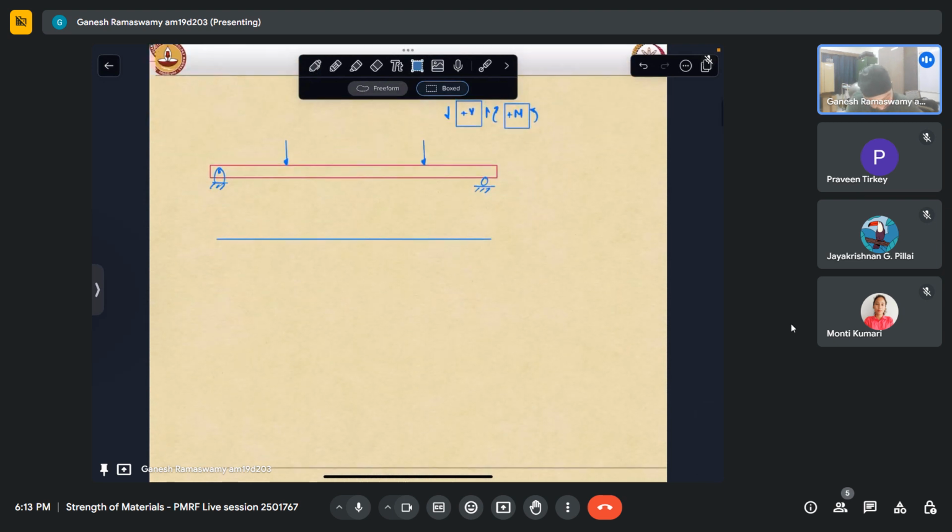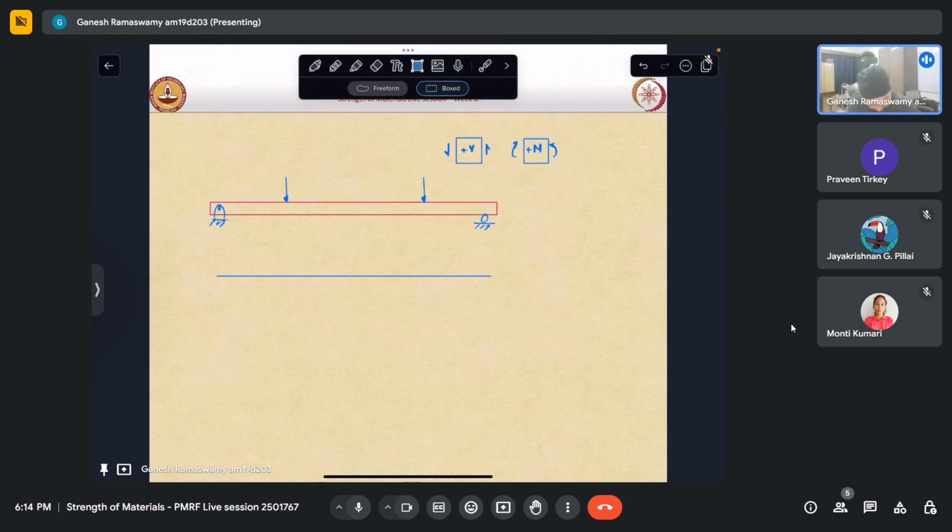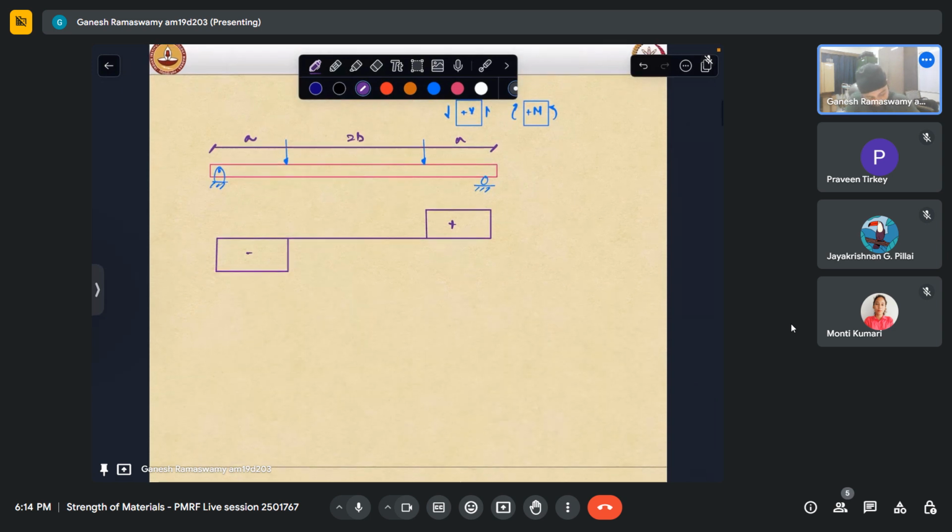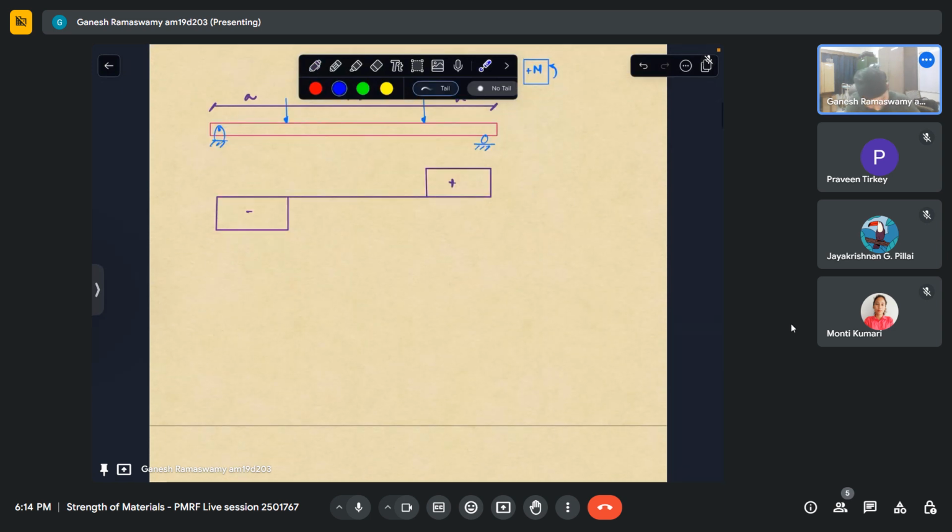So I have a beam like that with sign conventions as given here. For this beam, if I were to draw the shear force diagram, let this be A, let this be some 2B like that. The shear force diagram will be like this. I hope there is no confusion as to why it will come out this way. If there is any confusion, please let me know.